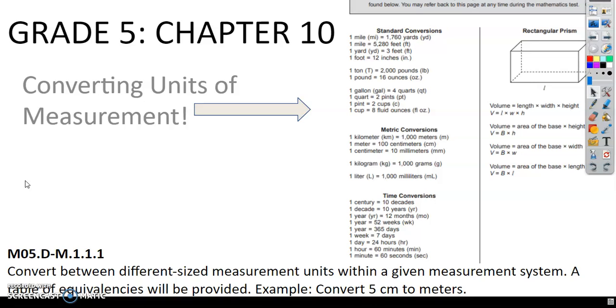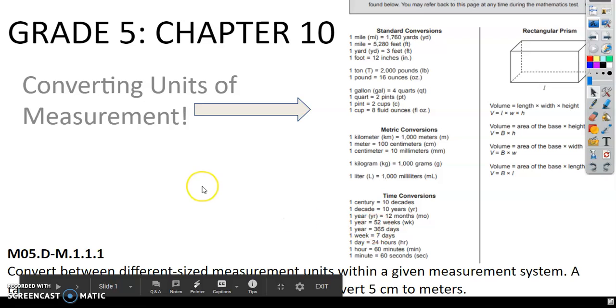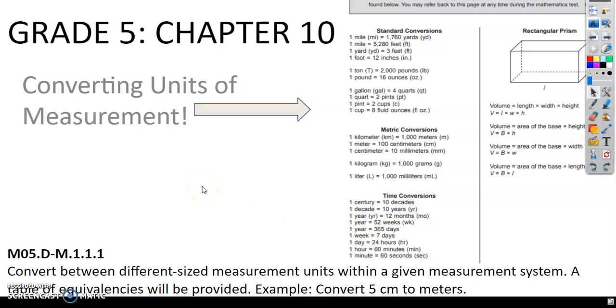If you follow the arrow, you should all be very familiar with this chart. This is your formula sheet that you would normally get on your PSSAs. The reason we're looking back at it is because it directly relates to our standard below and our objective for today. So we are going to be converting between different size measurement units within a given measurement system.